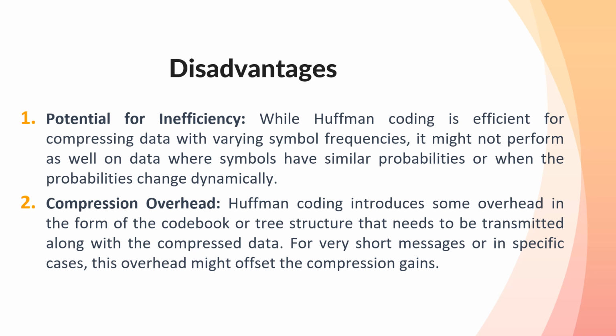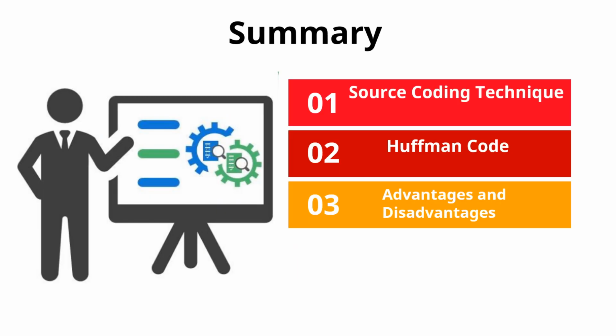Compression overhead is another drawback of Huffman encoding, where the overhead is in the form of the codebook or tree structure that needs to be transmitted along with the compressed data. So for very short messages or in specific cases, this overhead might offset the compression gain. In spite of these drawbacks, Huffman coding is used widely because of its simplicity and efficiency.